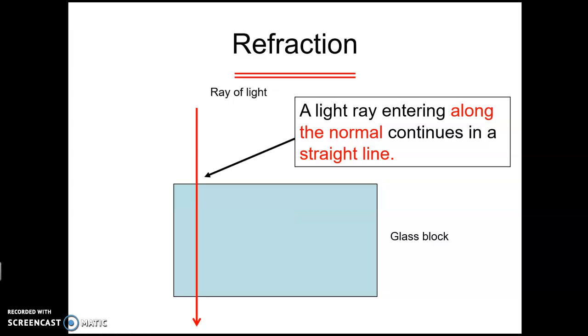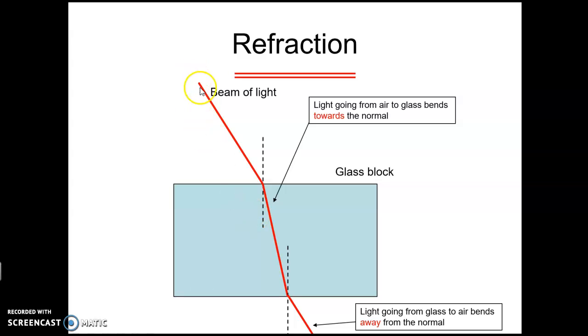We looked at refraction, so we shone a ray of light along the normal, so at 90 degrees to a block of glass, and we noticed it went straight through. However, when we shine a beam of light at an angle, when it enters the glass, it bends towards the normal. When it leaves the glass, it bends away from the normal. Remember, the normal is just an imaginary line at 90 degrees to the surface. So we've got two normals here. You need to remember this.